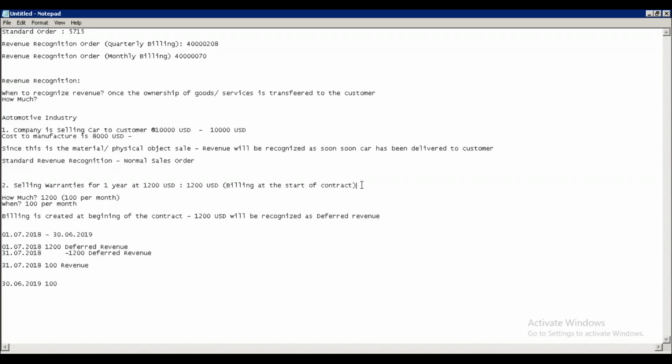Okay, now again I will give you the same scenario, but there will be a small difference. So let's talk about the third scenario. This is scenario number 3. Same thing, selling warranties for 1 year at 1200 USD. Okay, so your revenue will be 1200 USD definitely, but billing at end of period.